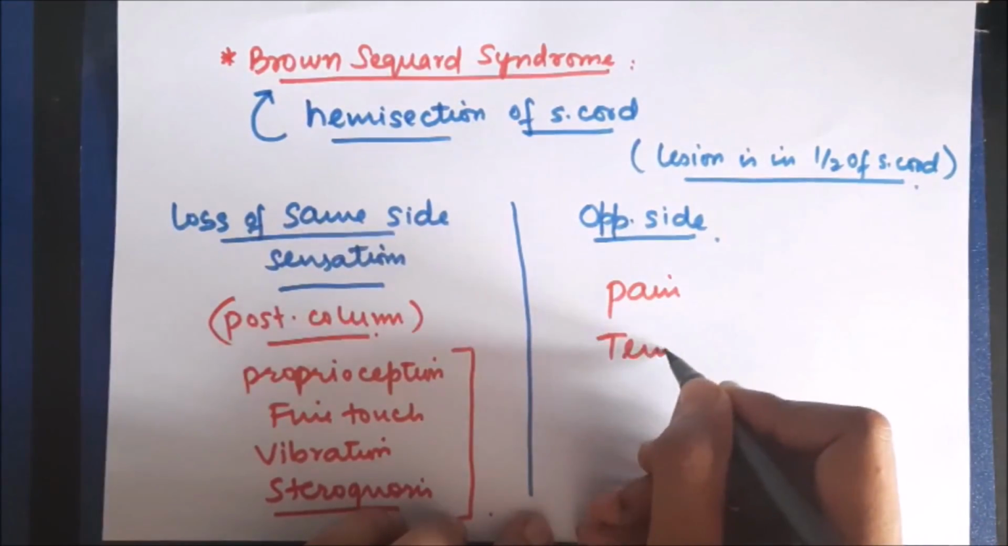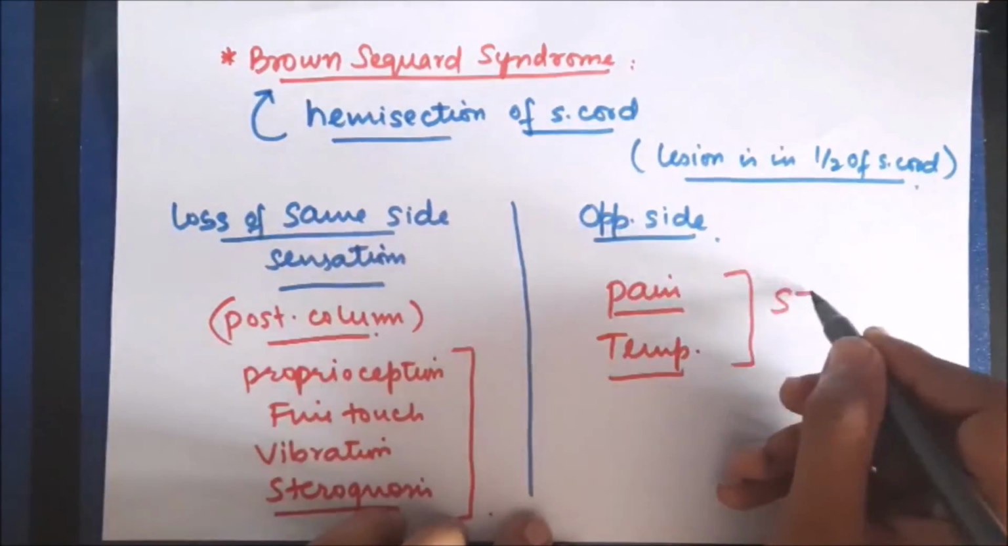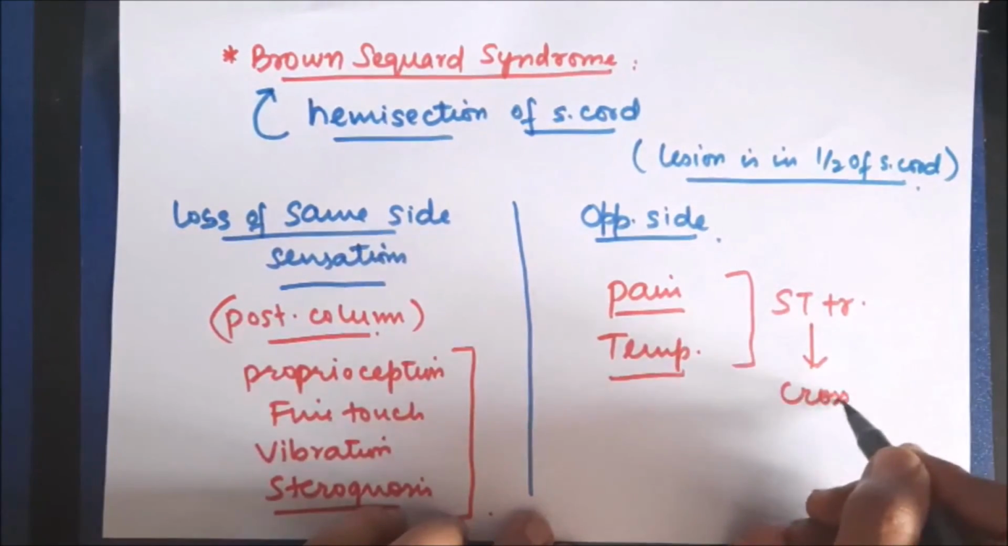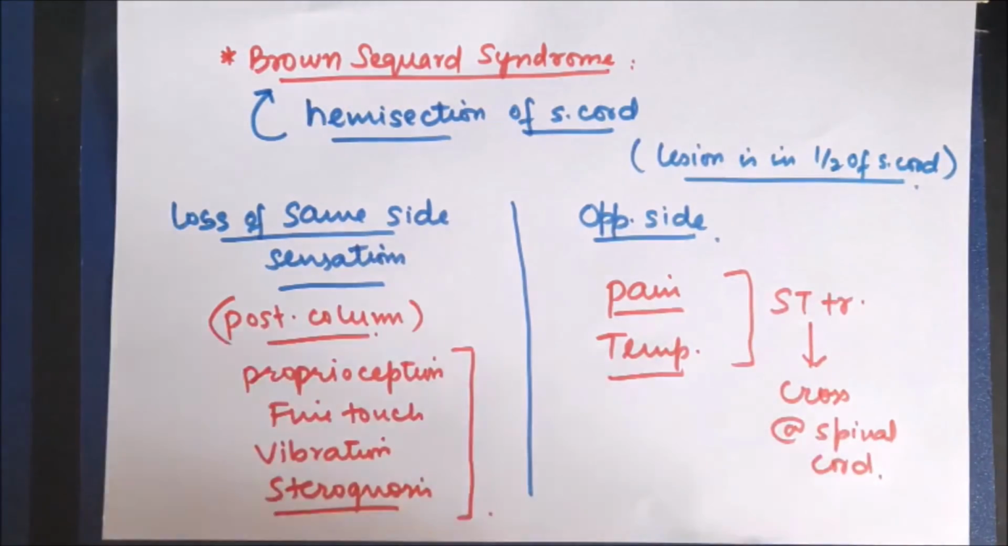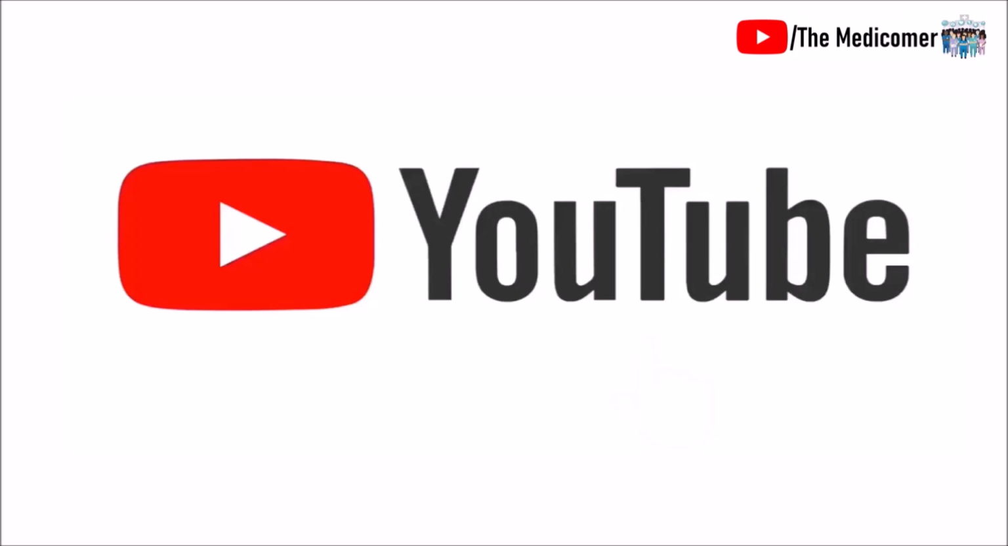Whereas the sensations of pain and temperature, because they cross in the spinal cord, are going to be lost on the opposite side. They are carried through the spinothalamic tract, and the crossing of these fibers occurs in the spinal cord. So these sensations are lost on the opposite side.